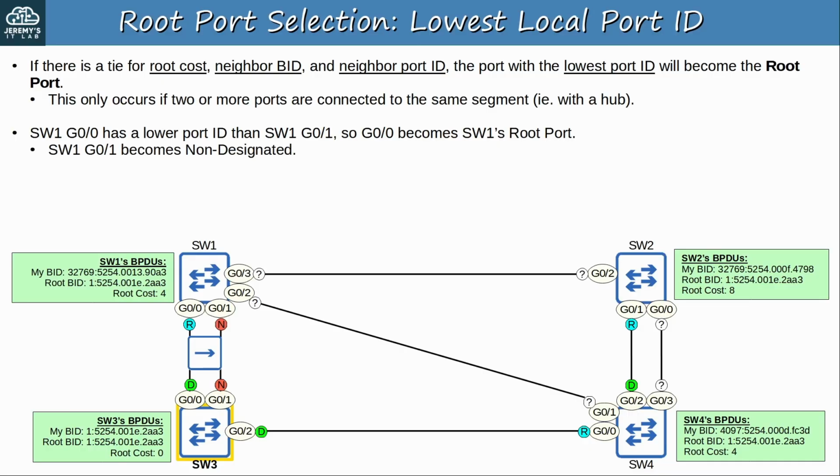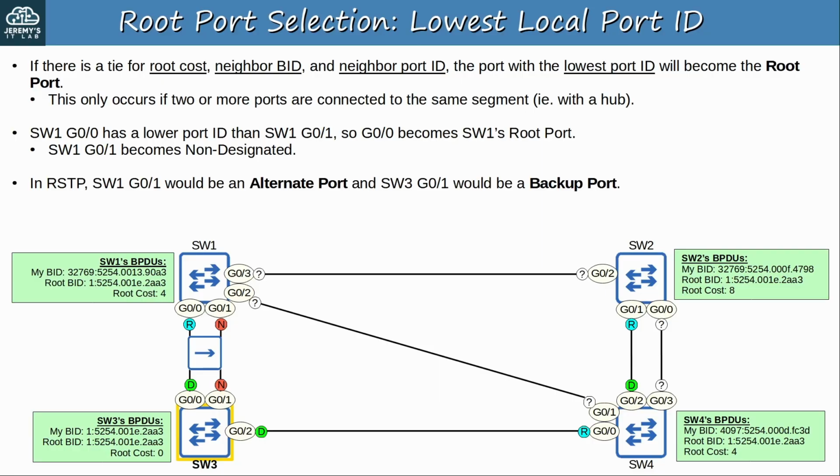Also, G01 becomes non-designated. Remember, a switch can only have one root port, and there can only be one designated port per segment, and that is switch 3 G00. Therefore, switch 1 G01 must be non-designated. Note that in RSTP, switch 1 G01 would be an alternate port, and switch 3 G01 would be a backup port. You can confirm that in the CLI.